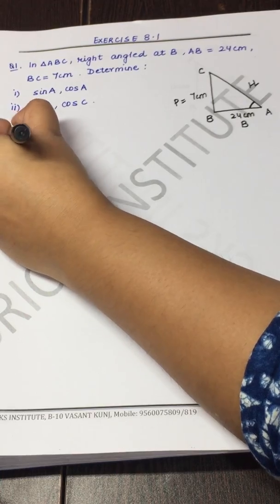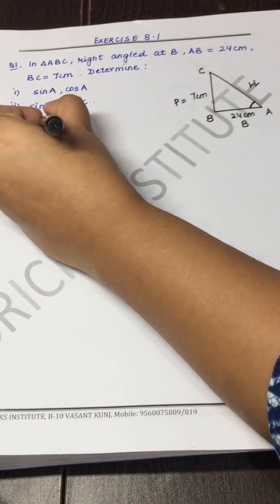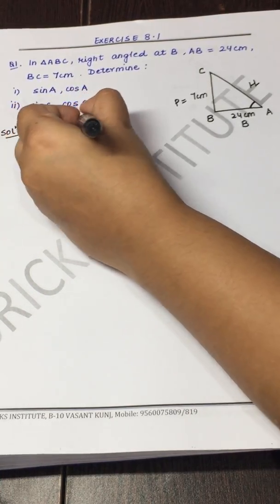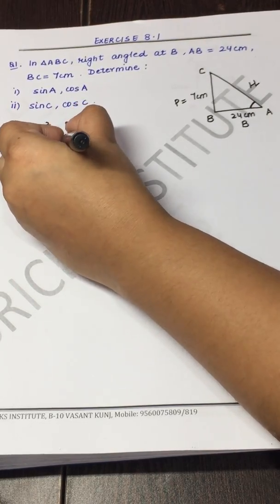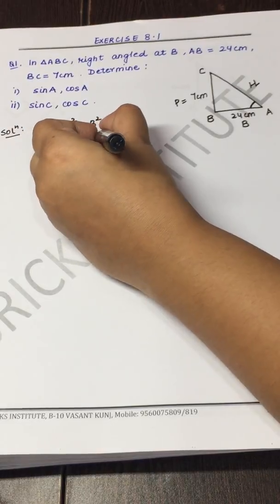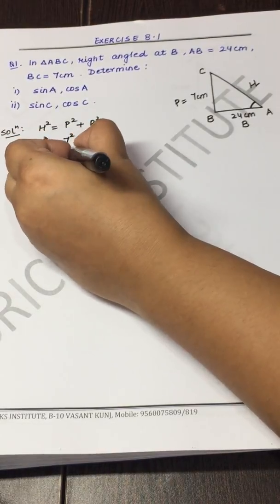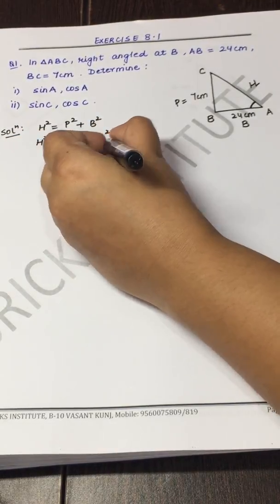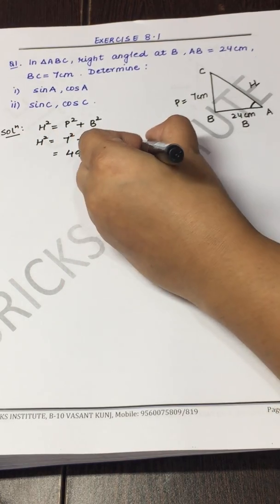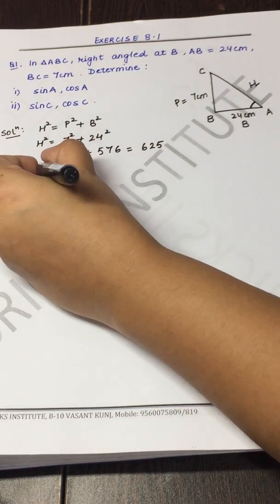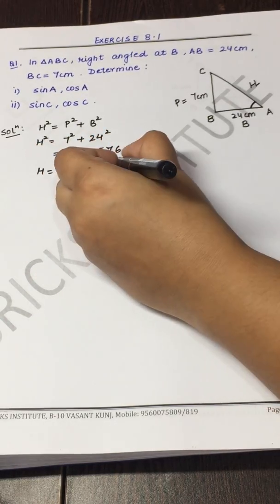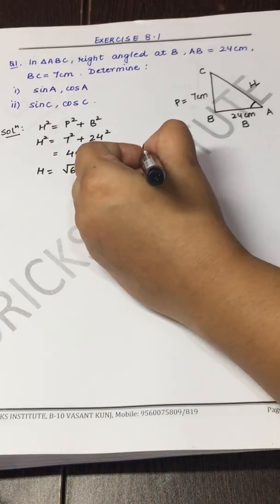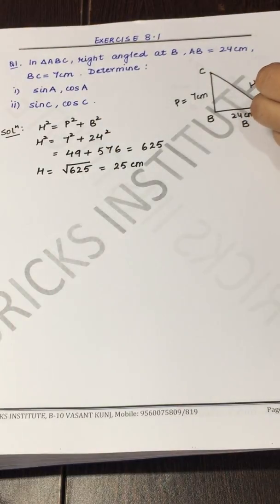So solution: h square is equal to p square plus b square. So h square is equal to 7 square plus 24 square. So 49 plus 576 will give you 625. So h is under root of 625, which is equal to 25 centimeter. So we have got h also now, which is 25 centimeter.